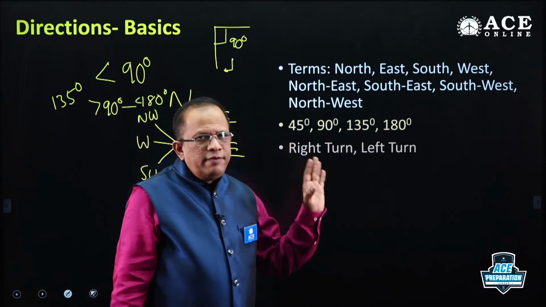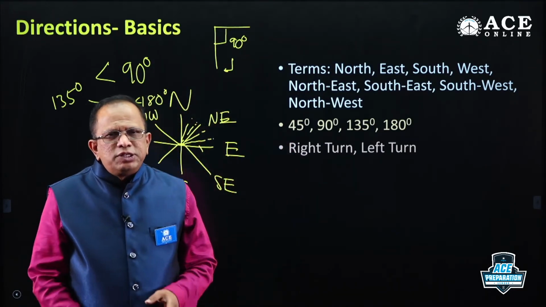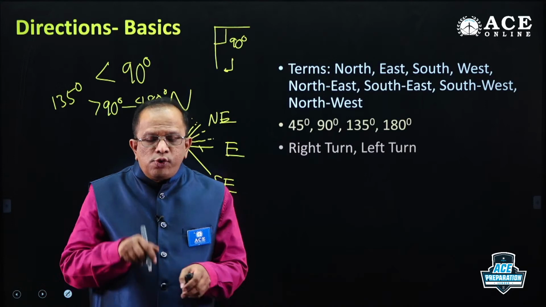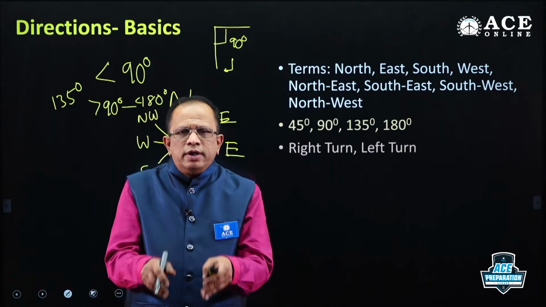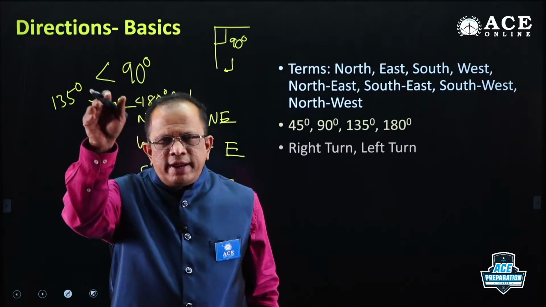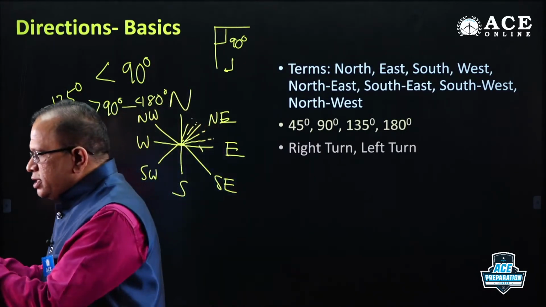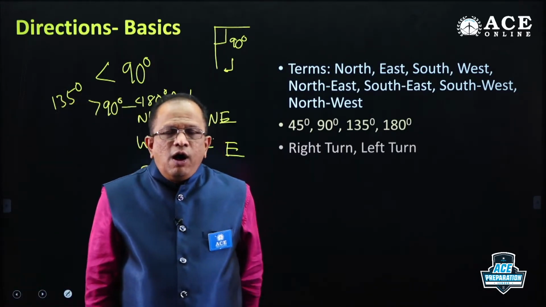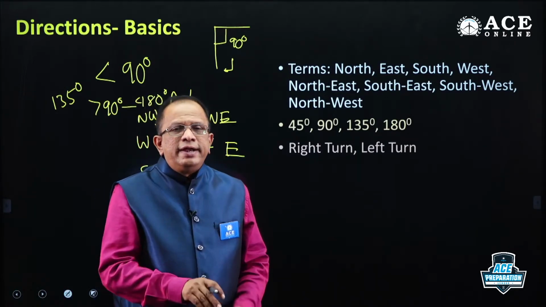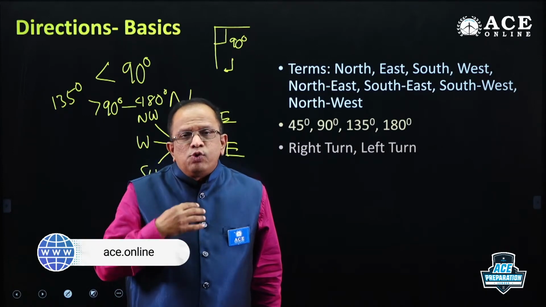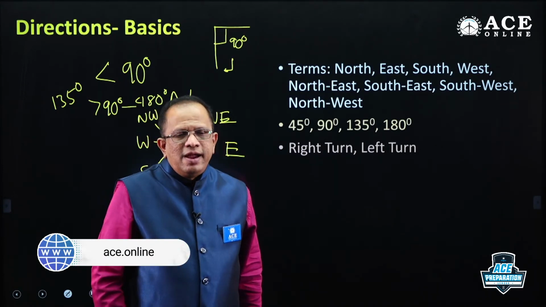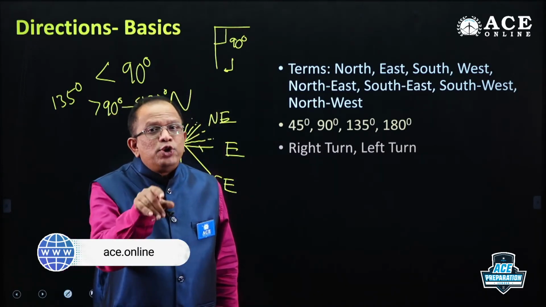Right turn, left turn. Right means to the person who is on the move. Suppose you are walking on the road. Now I am walking like this. This is my right hand. If I turn like this, this is a right turn. Always you have to evaluate the meaning of right and left with respect to the person who is moving. Not with respect to you.